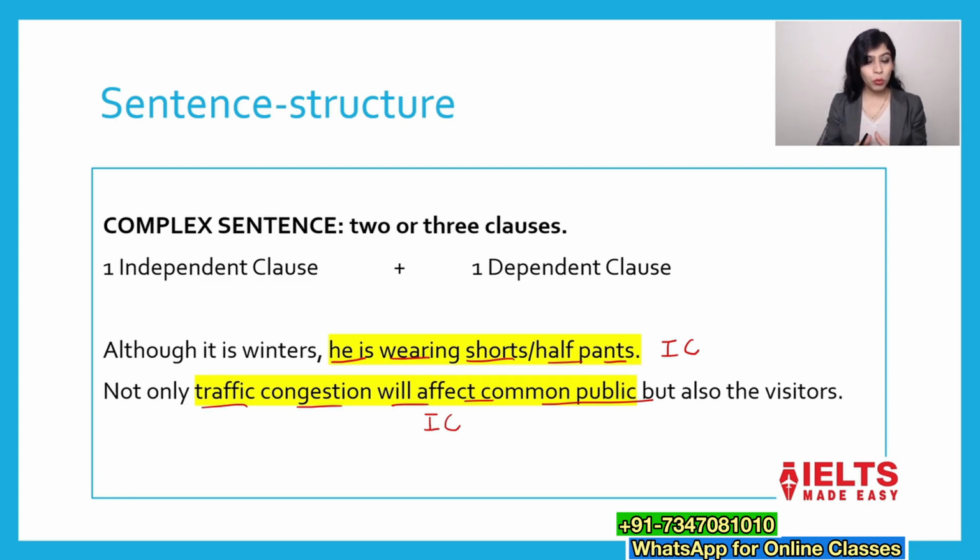So you should know the meaning of independent clause and dependent clause in order to write a complex sentence accurately. Now, but also the visitors is a dependent clause, and although it is winters is also a dependent clause, as this clause is dependent on the first one, which is an independent clause. This one is dependent on this one, which is an independent clause. Let us proceed further now.